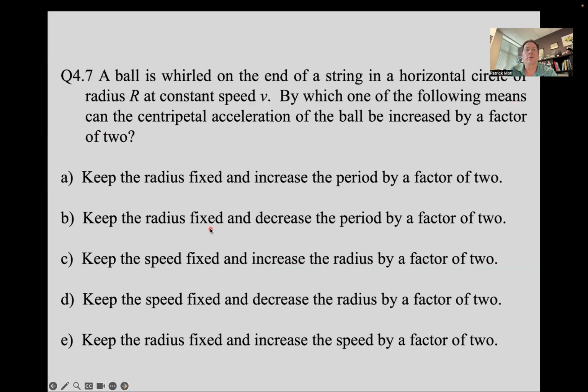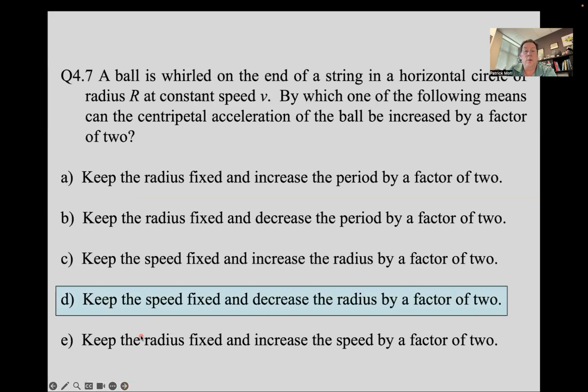All right, let's do some questions together. A couple of them for you. So I have a ball being whirled at the end of a string in a horizontal circle, constant radius r at a constant speed v. By which one of the following means can the centripetal acceleration of the ball be increased by a factor of 2? So read through those options. Which one do you think is correct? Confer with your physics friend, and then we'll come back together after you unpause the video.